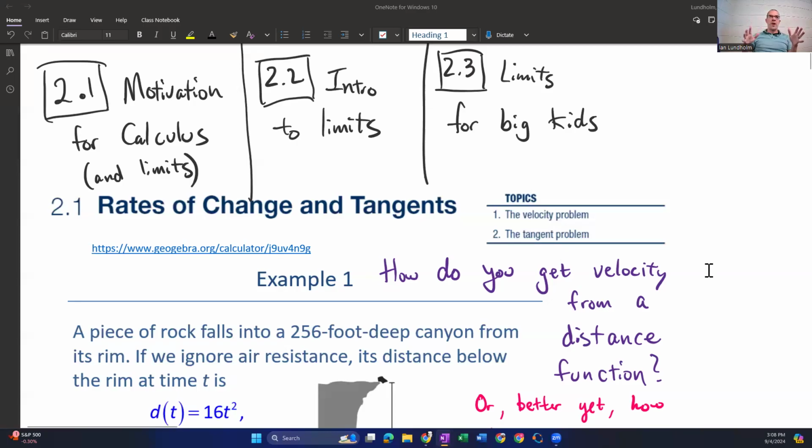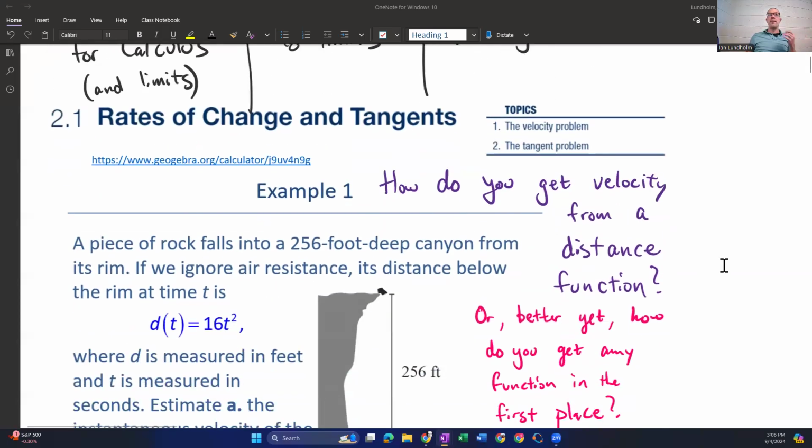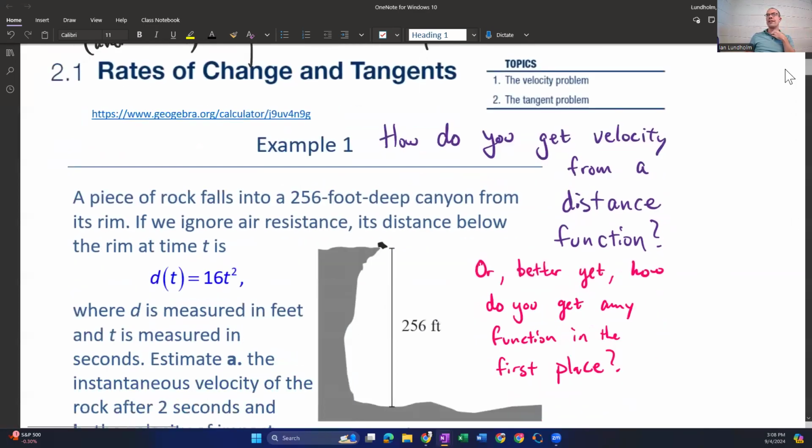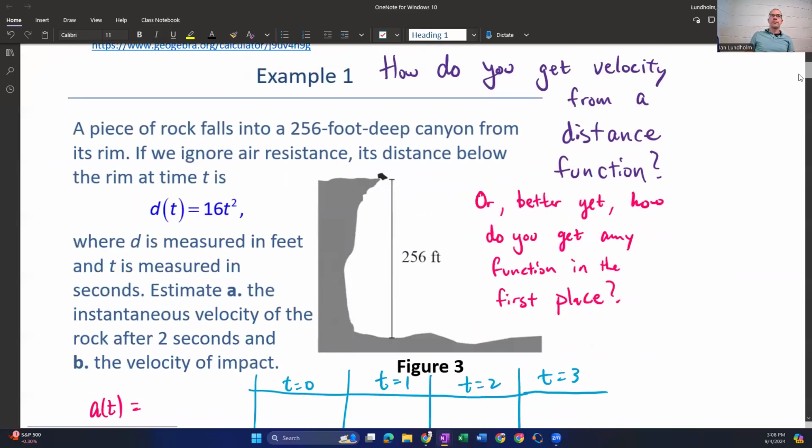Okay, we're going to start off with rates of change and talking about tangent lines. Here's our first example, and our book is referring to this as the velocity problem. Let's take a look. The big question that I would like us to focus on, and that's why I've written it down here, is how do you get a velocity function from a distance function, or maybe even better yet, how do you get any function in the first place?